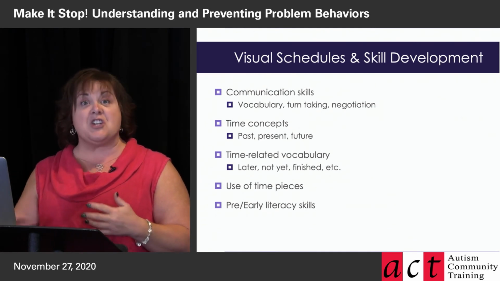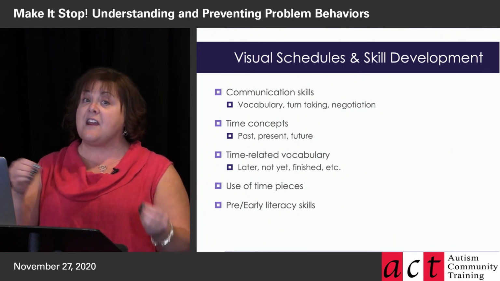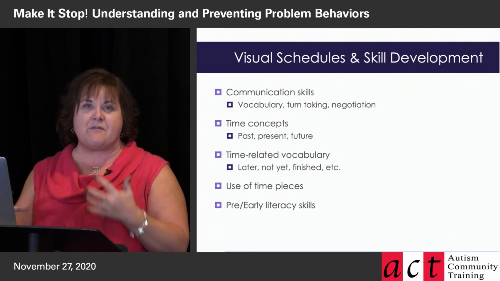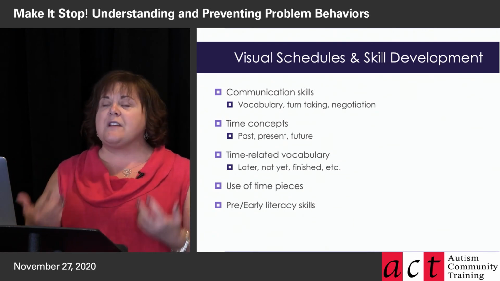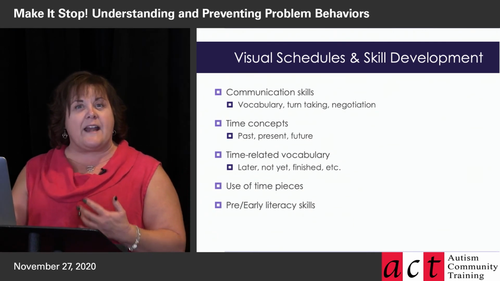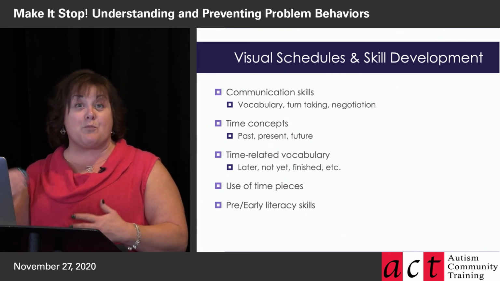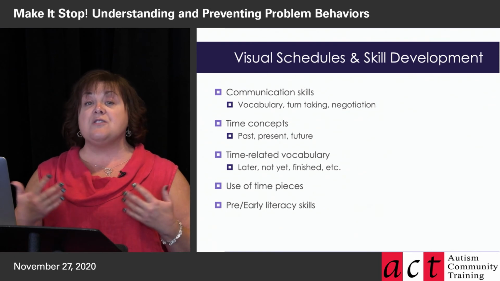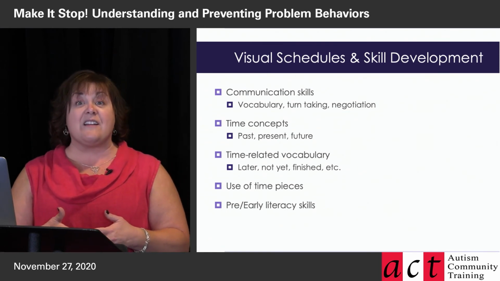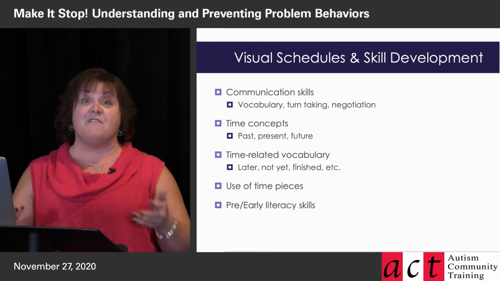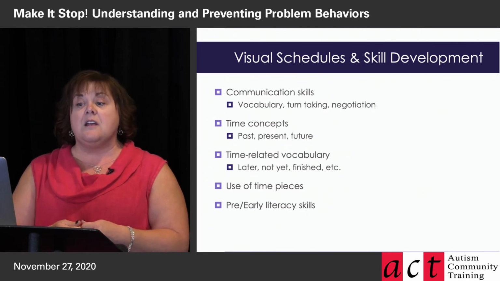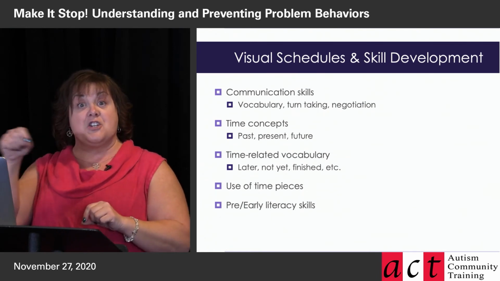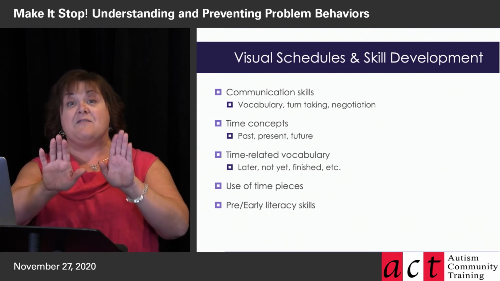Or negotiation. You want this activity, but we can't do it now. Let's see where in the schedule we could fit it. So you can do some of that negotiation. You can start using vocabulary related to time concepts, past, present, and future. So you can start teaching those kinds of things. You can use other time-related vocabulary like later and not yet and finished and soon. You can use timepieces. So you can use little clocks to show at this time, this activity, at the next time, the next activity.